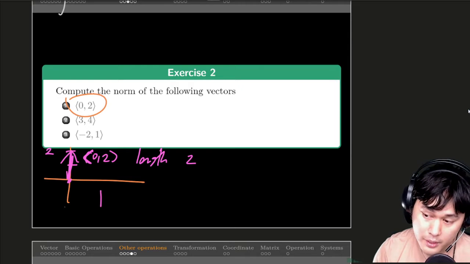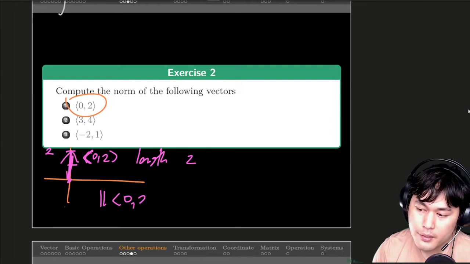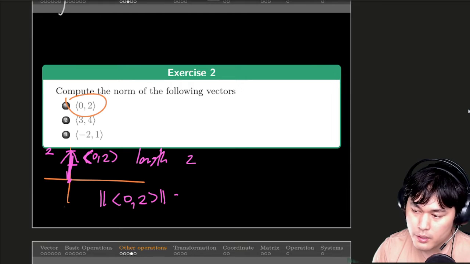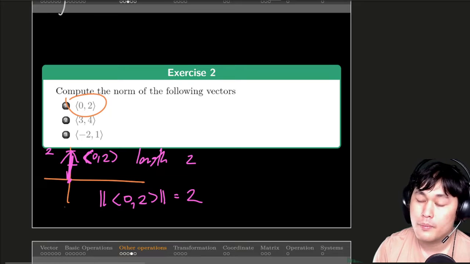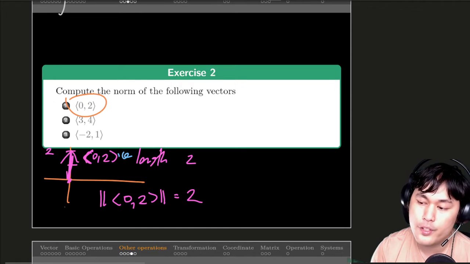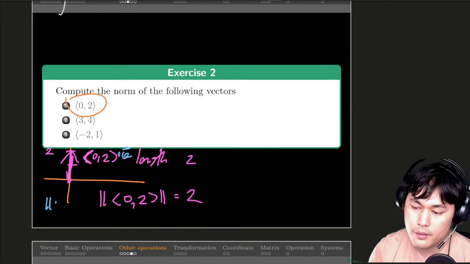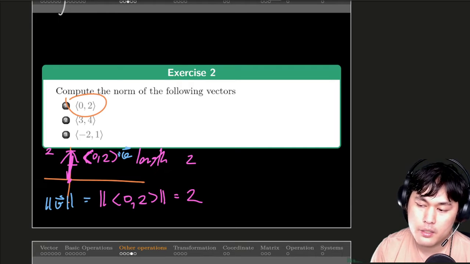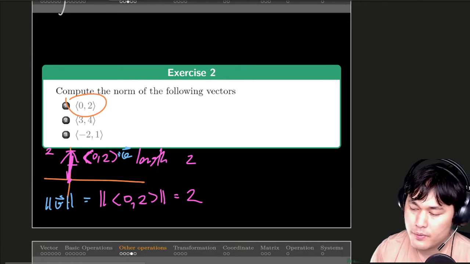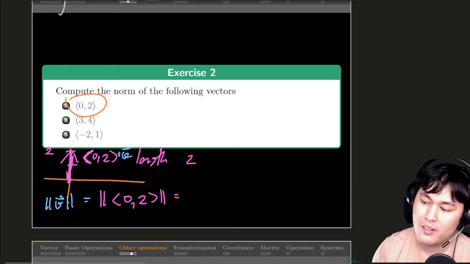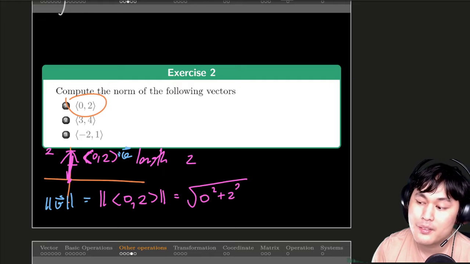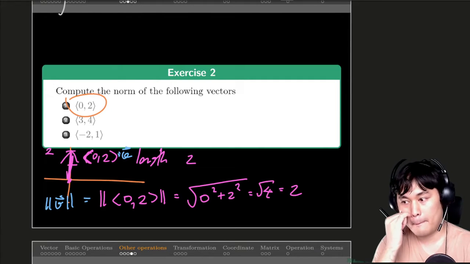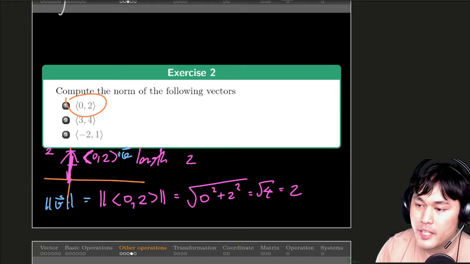The way we use this notation is that the length of this vector, or the norm of this vector, is 2. This will be the full notation. If you happen to give it a name, let's say v, you say the size of v is 2. If you use the formula, it's the square root of 0 squared plus 2 squared, which is the square root of 4, which is 2. As simple as that.